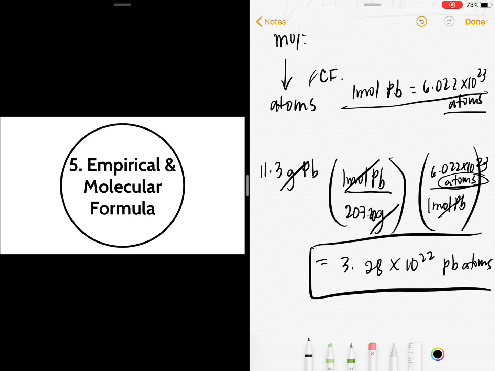Okay, so in our next video, I'll teach you how to get the empirical formula muna, and we'll have a separate video in the molecular formula part kasi medyo mahaba pag kumukuha ng empirical formula.